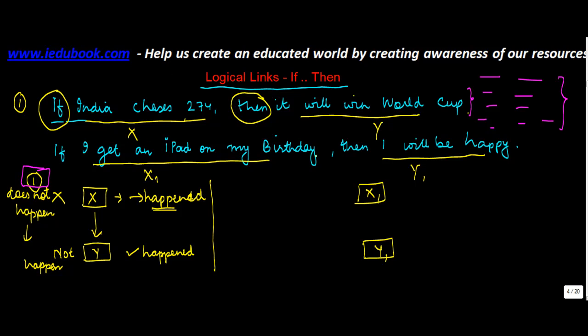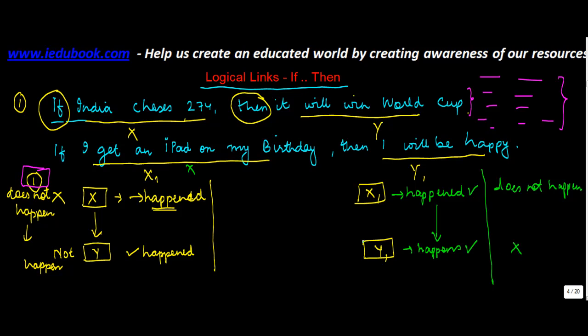Now coming back to the second question. If I get an iPad on my birthday, then I will be happy. So let's say X has happened. Then necessarily I will be happy. So Y also happens. X happened, therefore Y also happens. Now let's say I do not get an iPad on my birthday. So X does not happen. Can you say that then I will be happy? So will you say if X does not happen, then Y will also not happen, which means that I will not be happy? Is it true?